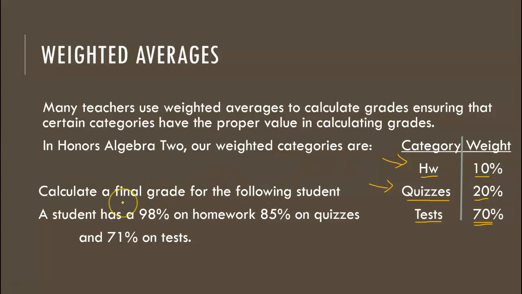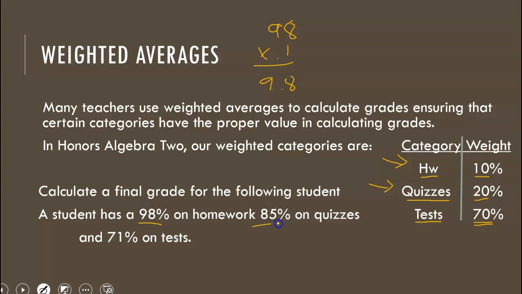So if we're calculating a weighted average, it's going to look something like this. Suppose we have a student that gets their homework done and correct 98% of the time. We would take 98 times 10%. If they were perfect on their homework, they would have 10 points from their homework. In this case, they're going to have 9.8 points out of their total grade coming from their homework, because it's 98 times 0.1.